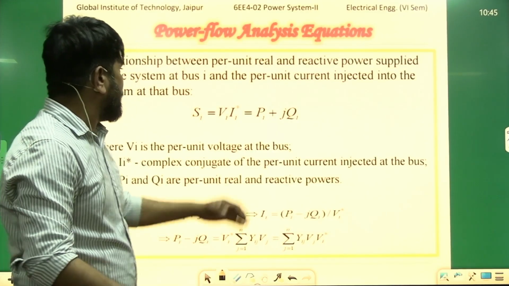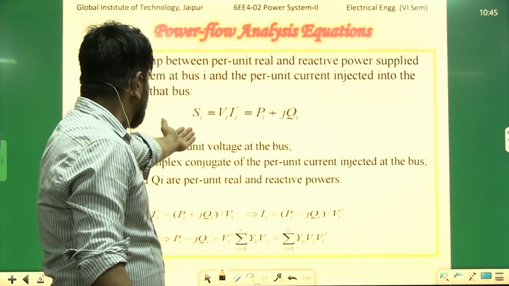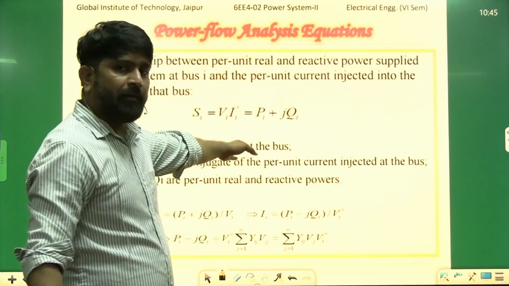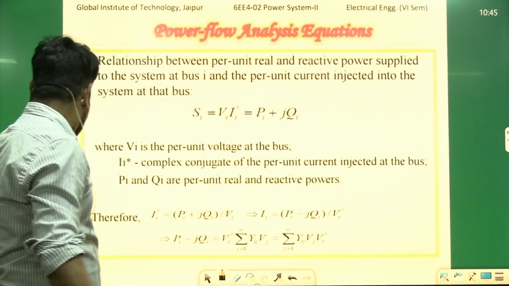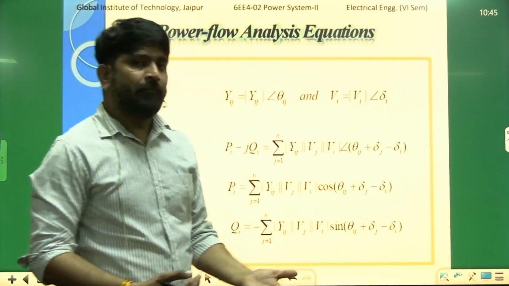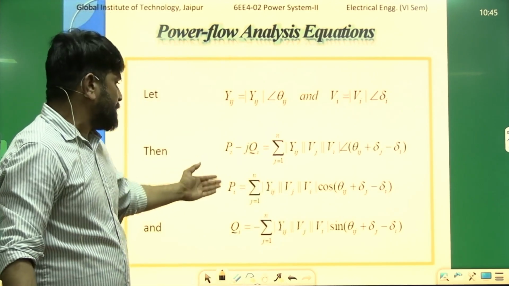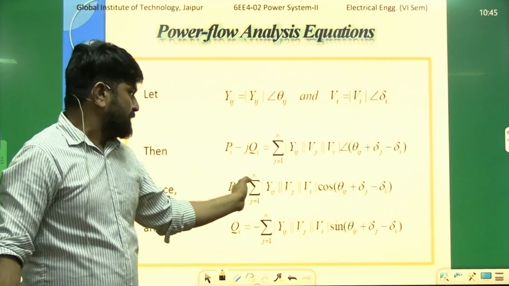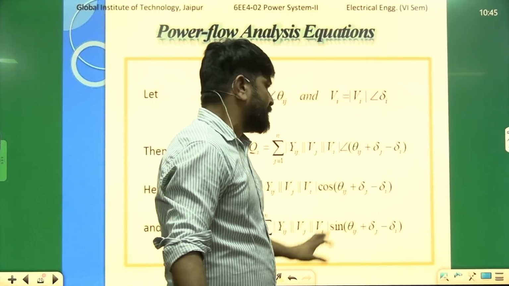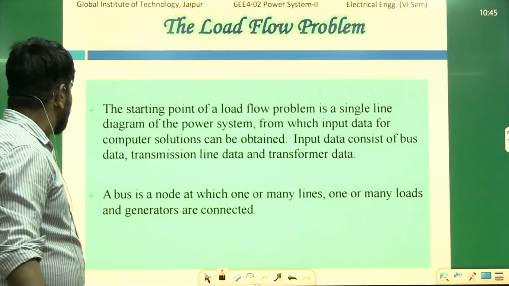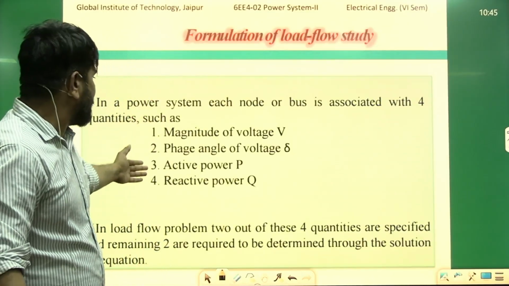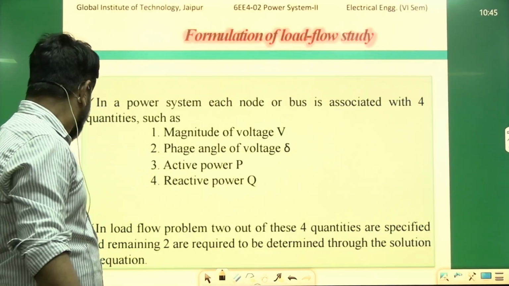Also, the total bus system power is Pi plus jQi. P is the active power, Q is the reactive power. Then this is the derivation of the active and reactive power. This is the P equation with cos phi, because active power is always defined in cos form. We include magnitude, phase angle, active power and reactive power.